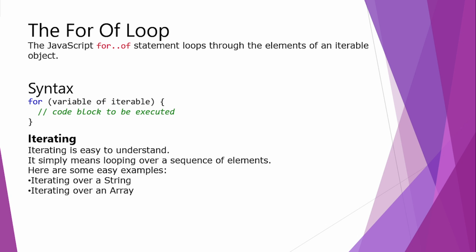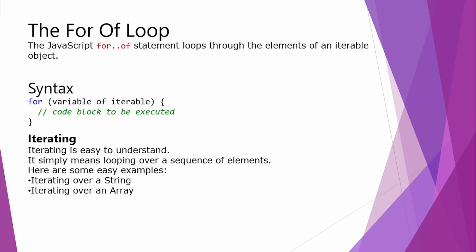The for of loop. The JavaScript for of statement loops through the elements of an iterable object. By using a for of loop, we can iterate over an object, throughout the loop.